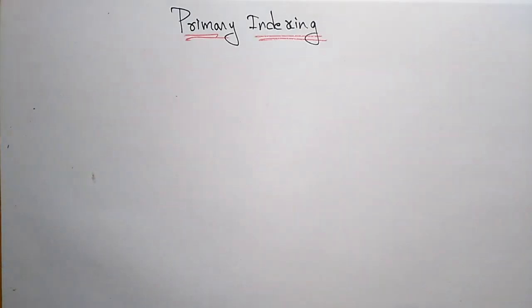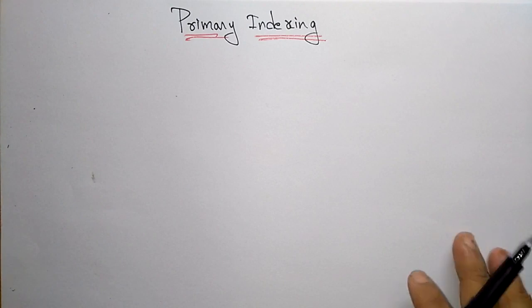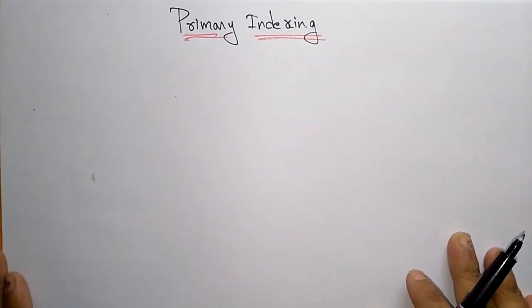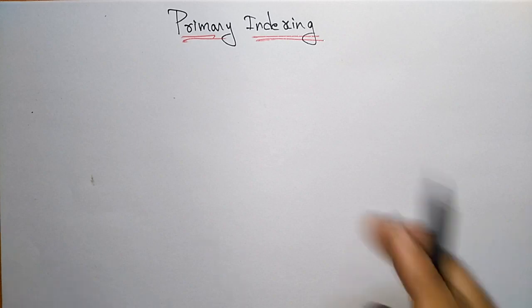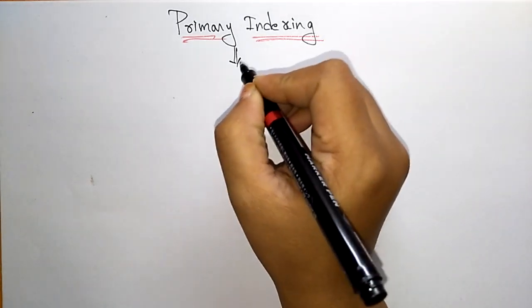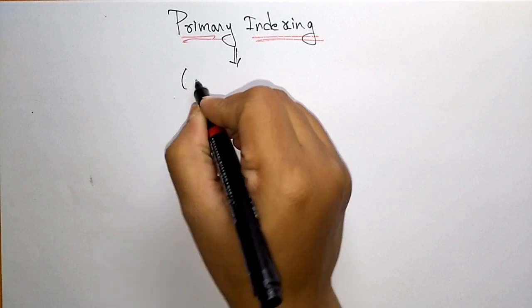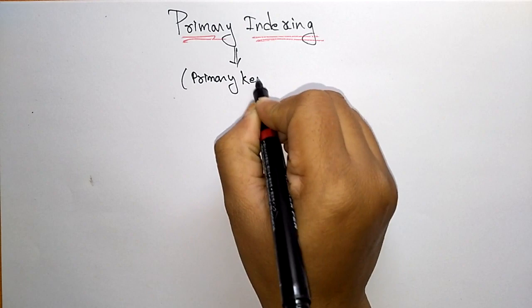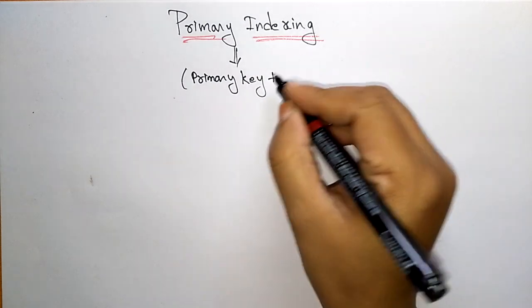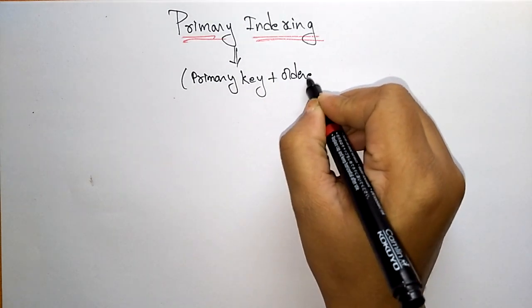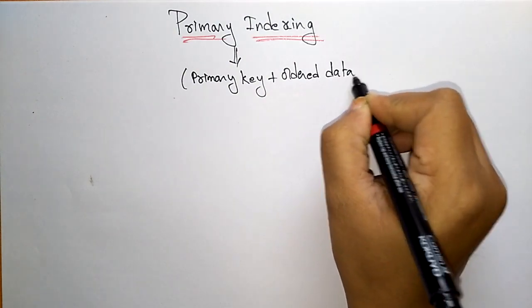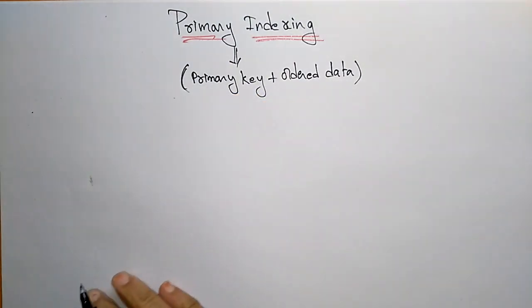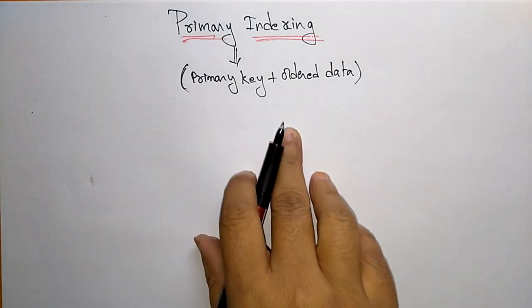Students, coming to our next topic, that is primary indexing. This is one of the indexing techniques that is mostly used in the database management system. So let us see what this primary indexing is. Primary indexing, I already said, is nothing but a primary key. The primary indexing is a combination of primary key and it should be ordered data. So whatever data we are accessing should be ordered. That is the main thing you have to note here.